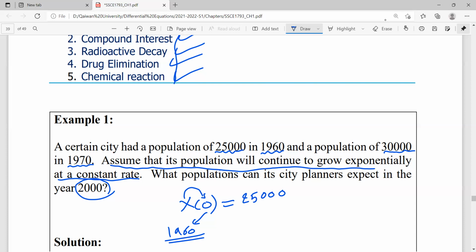Look here, we should write down the initial value. That's why we start from 0. We also could start at 1960 itself, but it would be more complicated, and at the end we must get the same results.